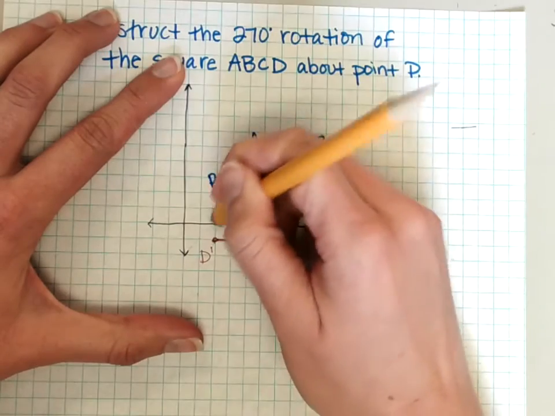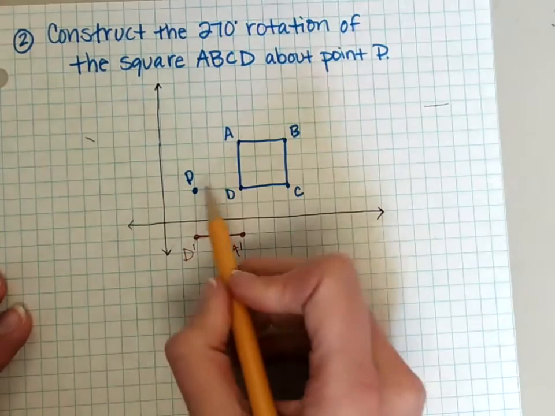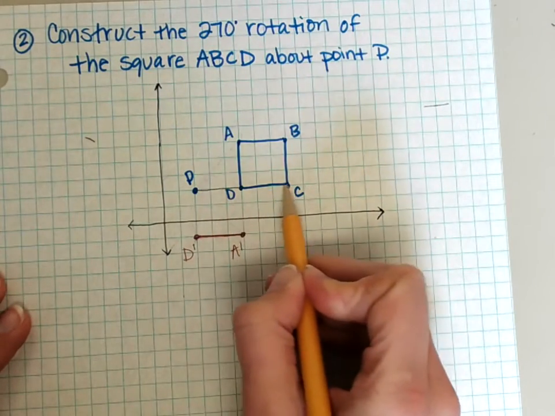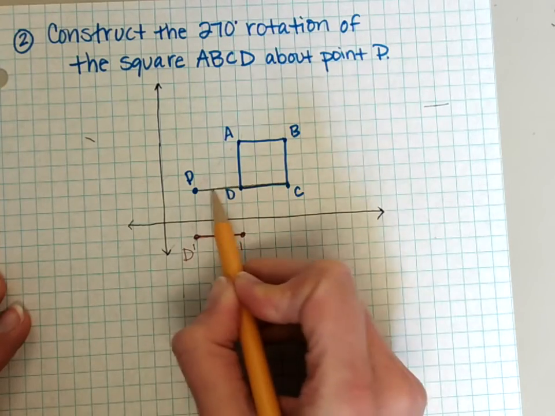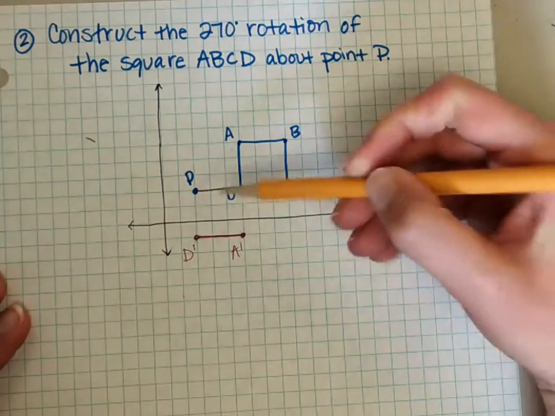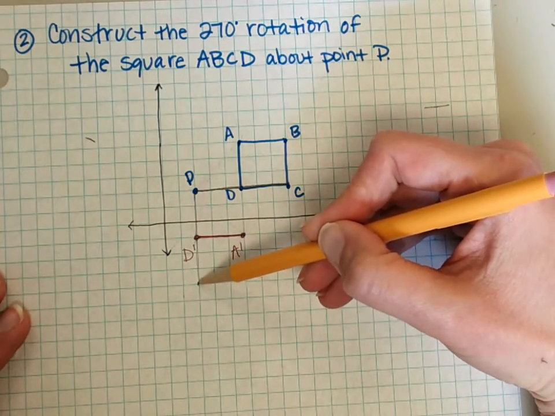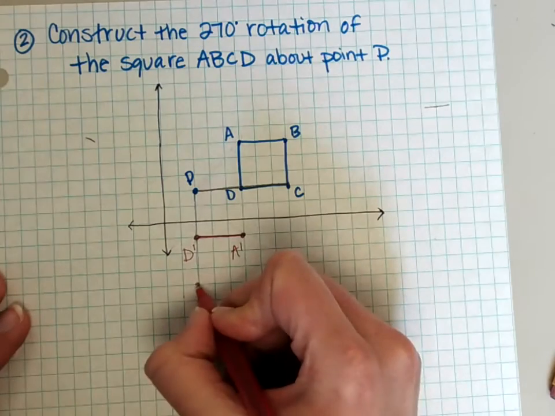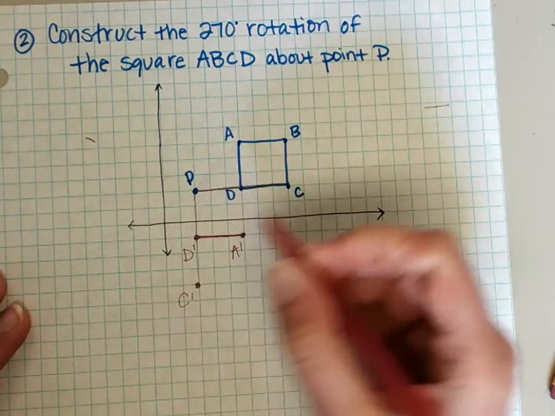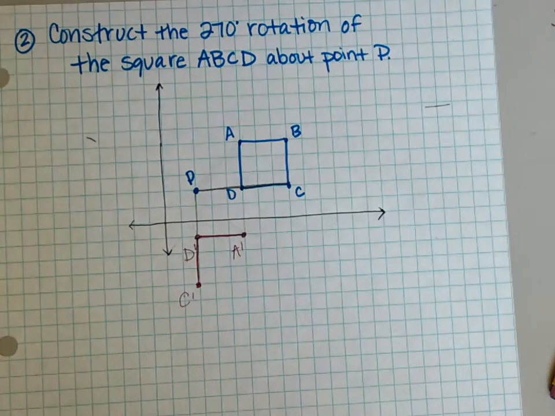We can go ahead and rotate C next because it's similar to D. It is right along the same line as point P. So if I take this line, which is 1, 2, 3, 4, 5, 6 units long, and I rotate it 90 degrees, 1, 2, 3, 4, 5, 6. So it looks like point C lands right here, so C prime. Notice this is still coming to life here, this square.